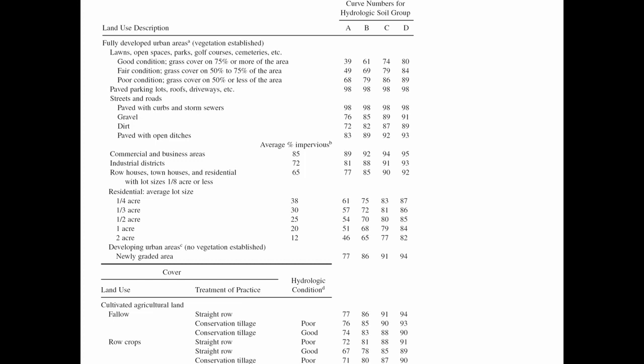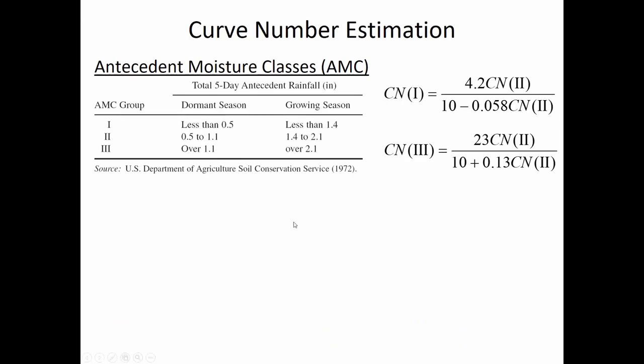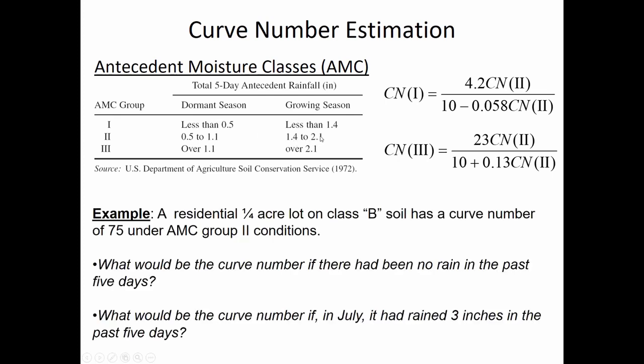Now that's only going to be valid, this 75, if there is, in the past 5 days, between 0.5 and 1.1 inches of rainfall during the dormant season, or 1.4 to 2.1 inches in the growing season. But we want to find out, what if there's been no rain in the past 5 days? So in other words, find the curve number under type 1 conditions using this formula.